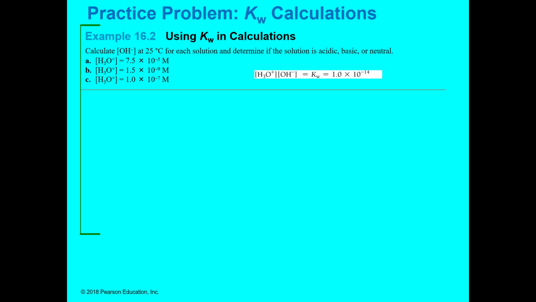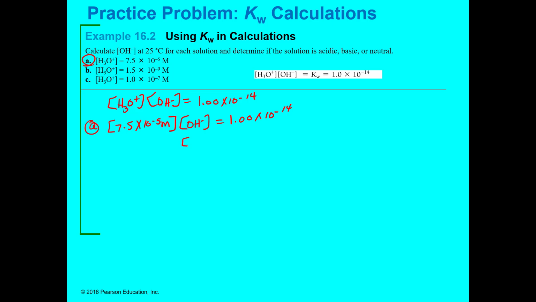I'll give you this example first. This is calculating the concentrations by using this relationship of the Kw. So we know that H3O+ times OH- is going to be 1 times 10 to the minus 14. All right, so in A, our hydronium ion is 7.5 times 10 to the minus 5 molar. And we know that that times hydroxide is going to give us 1 times 10 to the minus 14.